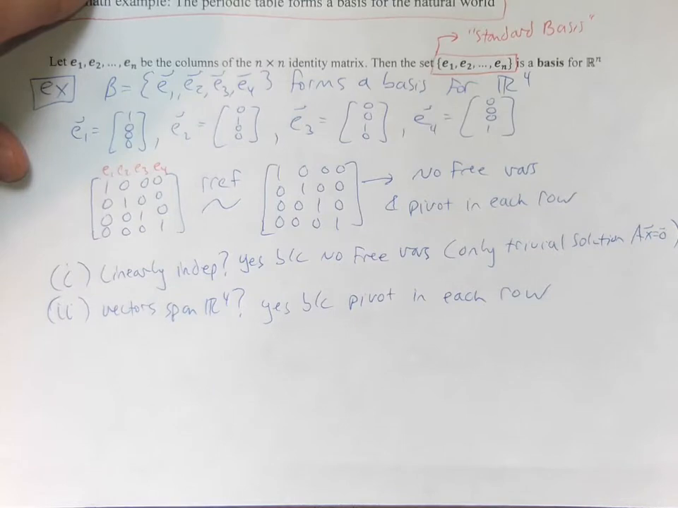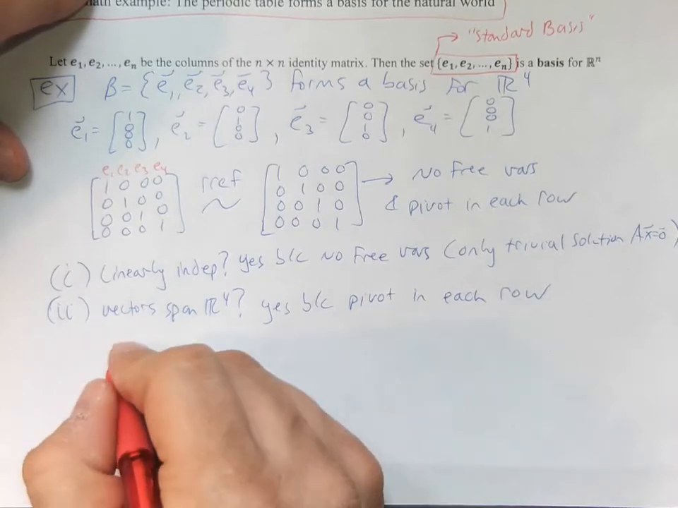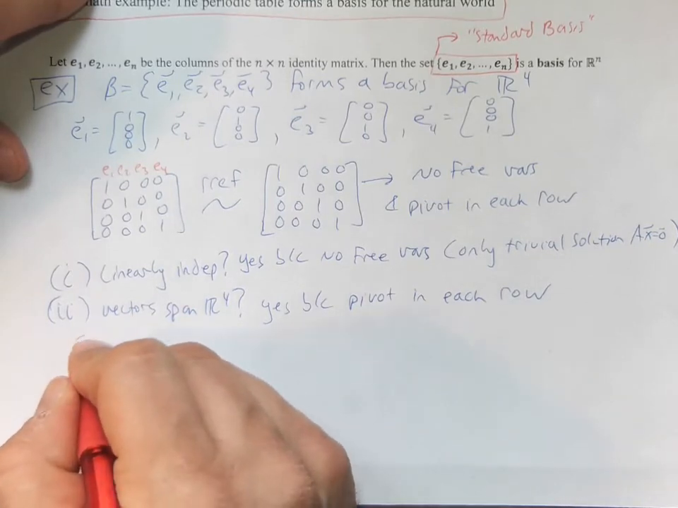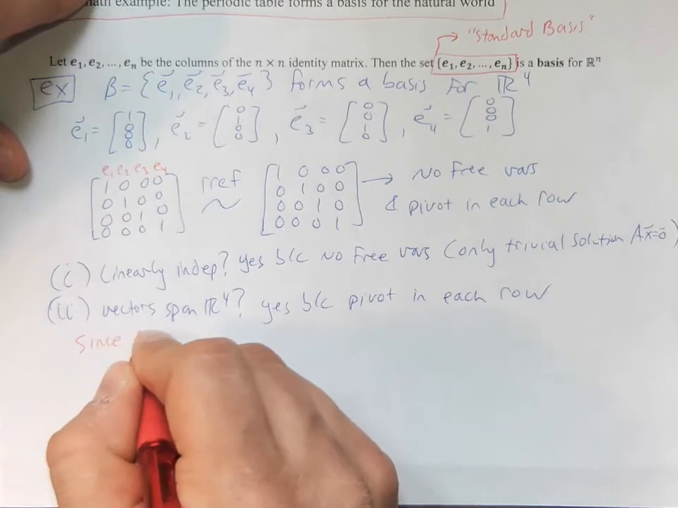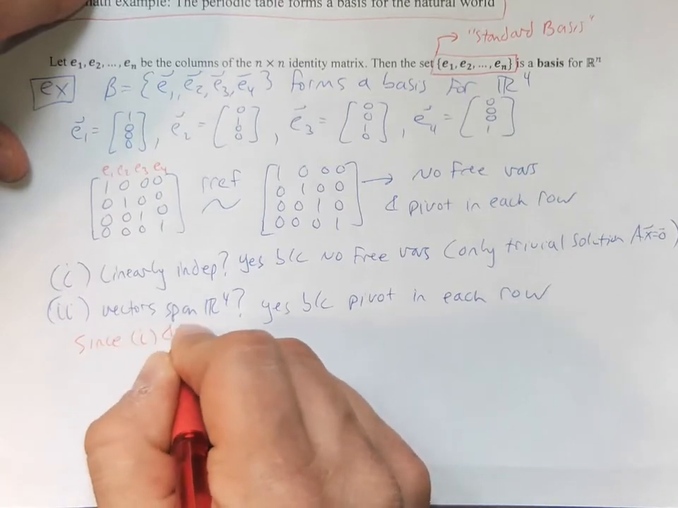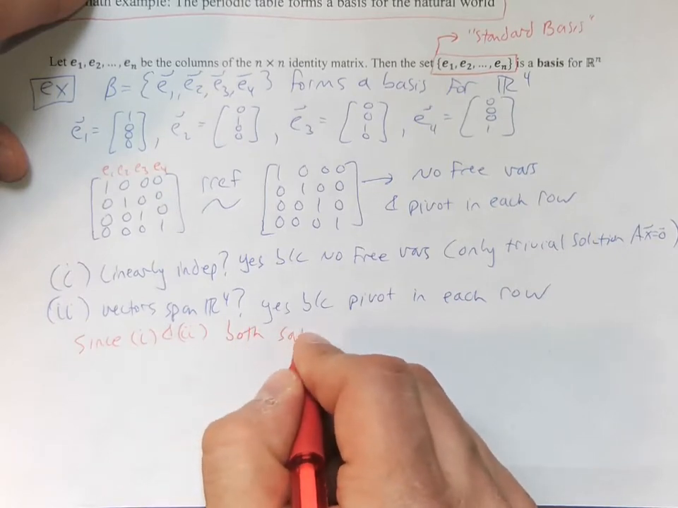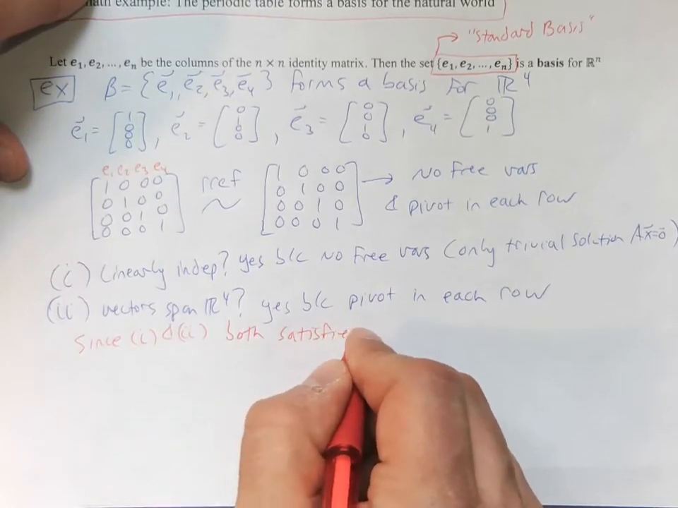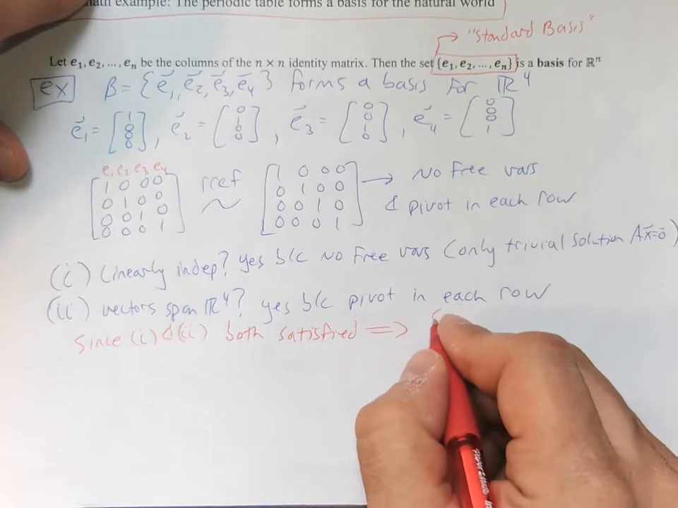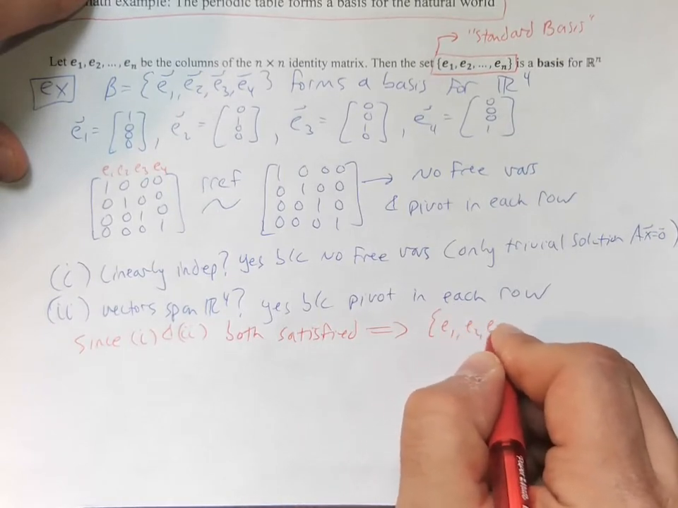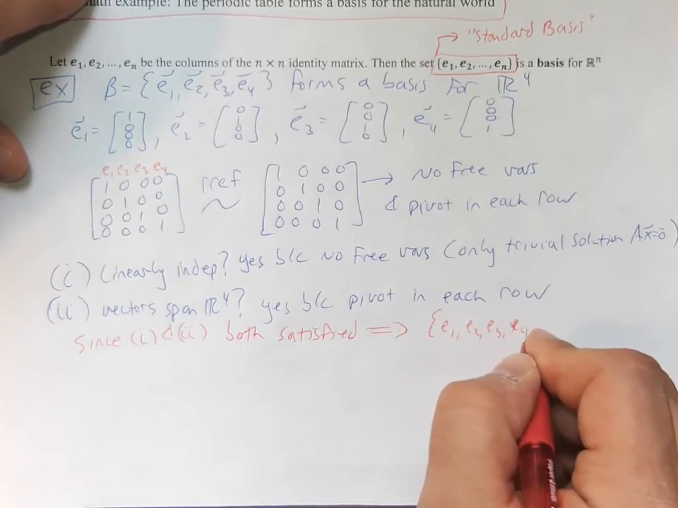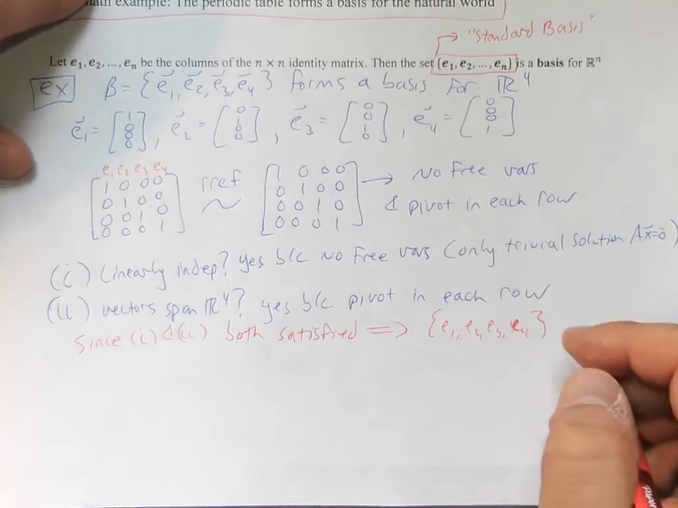And so, since 1 and 2 are satisfied, we have a basis. So since we have both our things satisfied, E1, E2, E3, E4 forms the basis for R4.